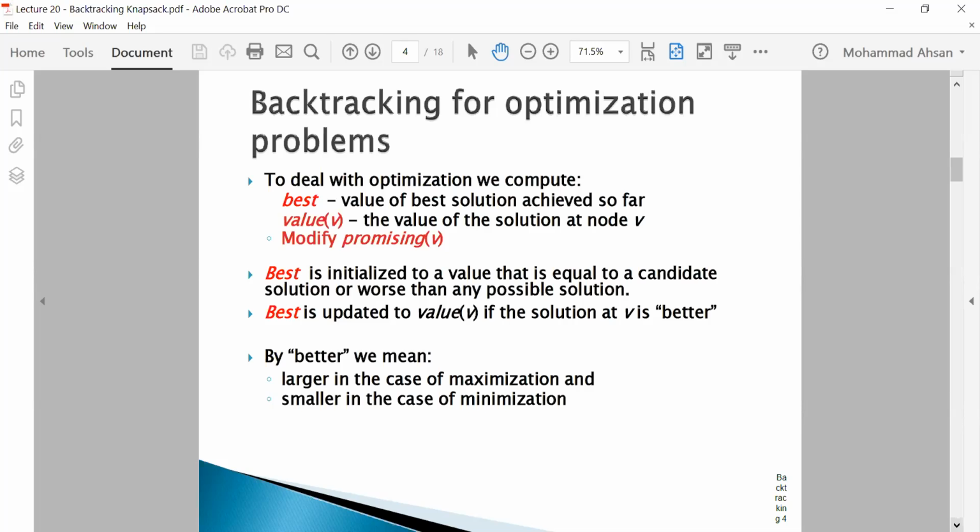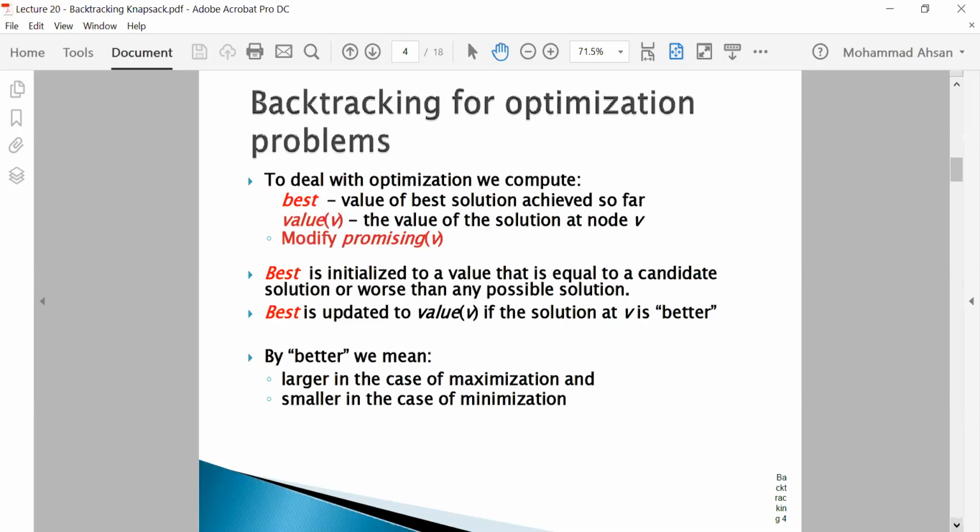So what is promising in case of 0 1 knapsack? Ideally, a promising node is one that can give you a better value or more value. So how do we calculate that? What can a node give us? We have to see that. We'll see that in the solution. So what is the best solution that you have?